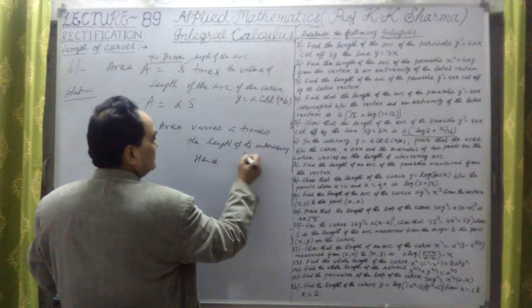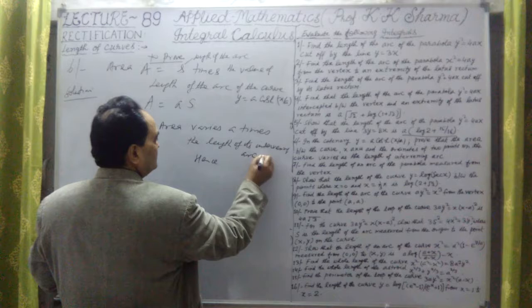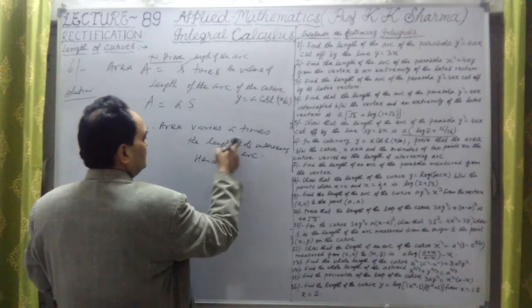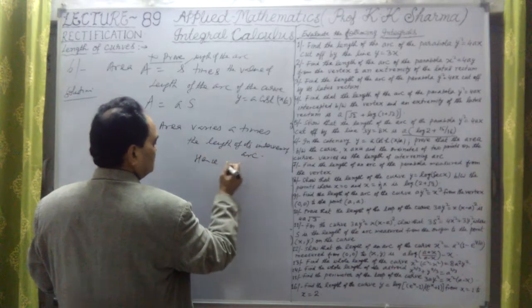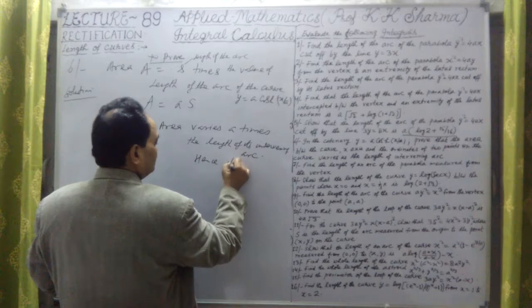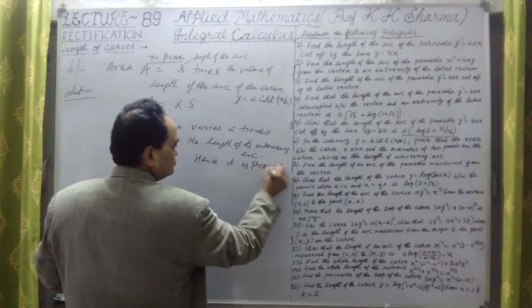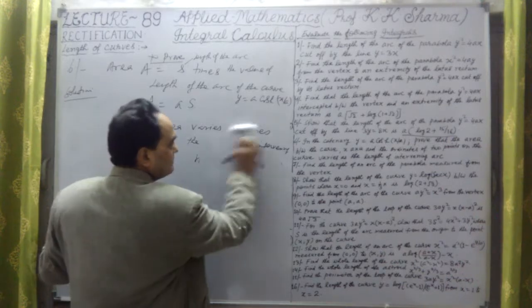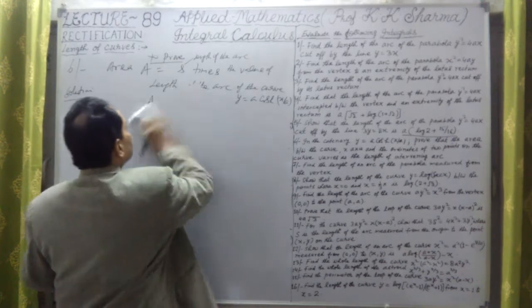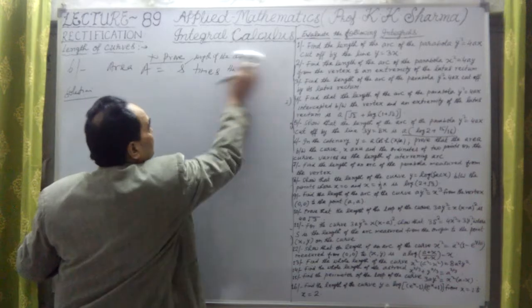Area varies as the length of its intervening arc. Hence it is proved. This is question number 6 we have done. Now let me take question number 7.